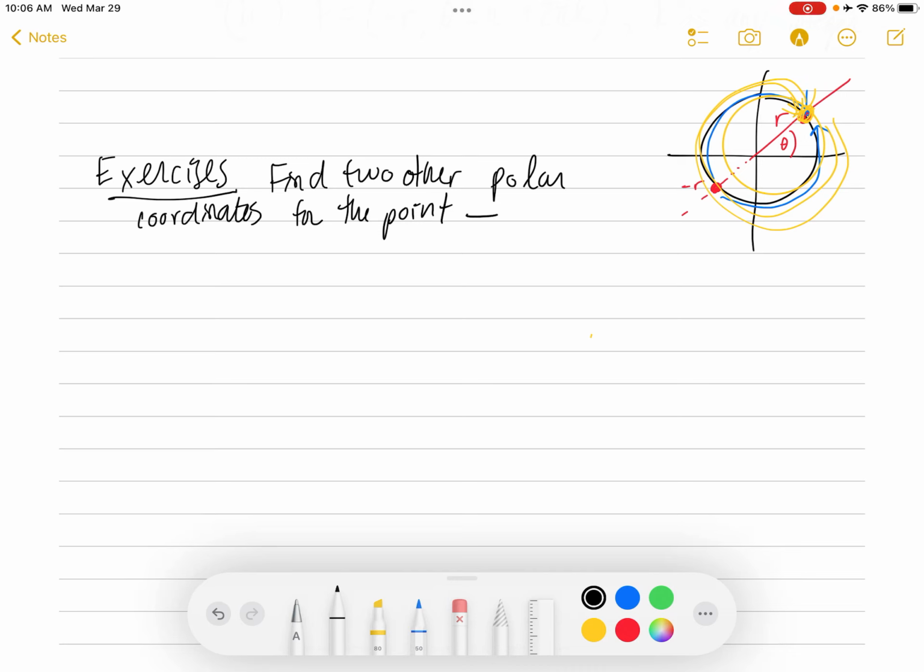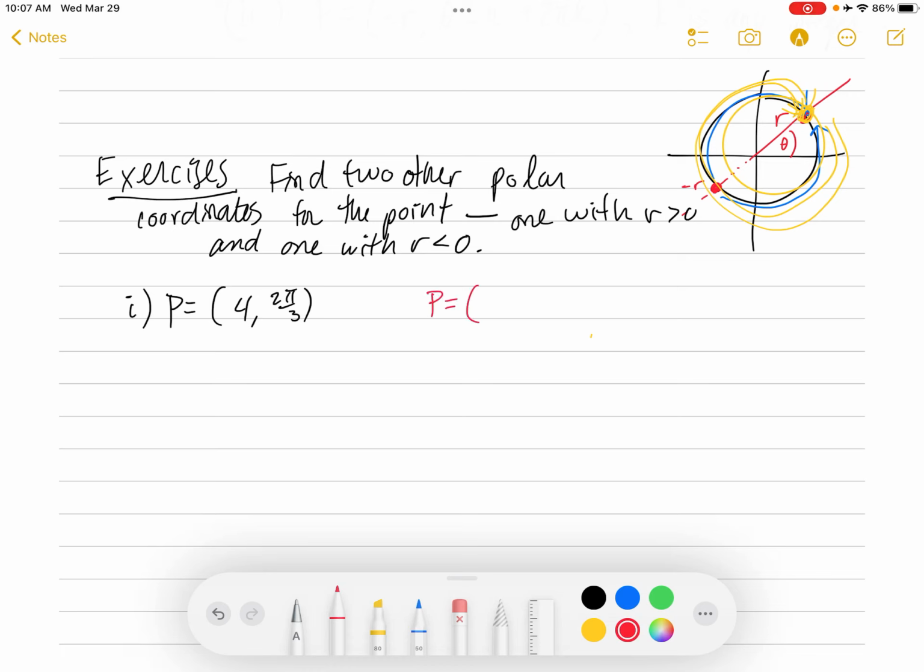For the point, one with r positive and one with r negative. Okay, so what we're going to do, we're going to get a polar point, and we're going to write this in another way. So first we want to keep the r positive.